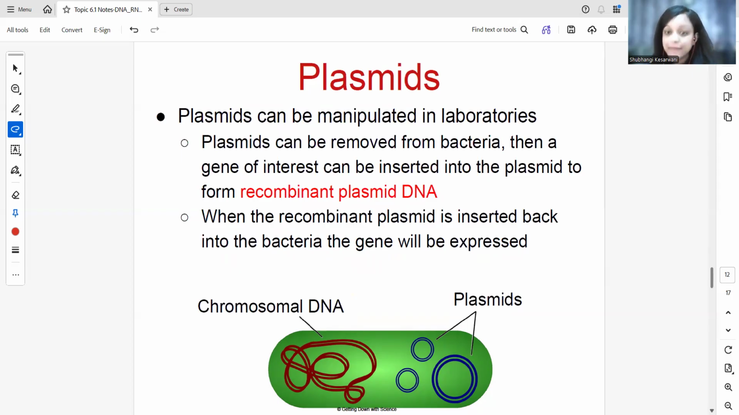We can also manipulate plasmids in the laboratories. Plasmids can be removed from the bacteria, and whatever gene of interest we want to make, we can insert in that plasmid, and that is called recombinant plasmid DNA. This is how a plasmid can also carry antibiotic resistance. Just now I told you that's how we can make bacteria into superbugs.